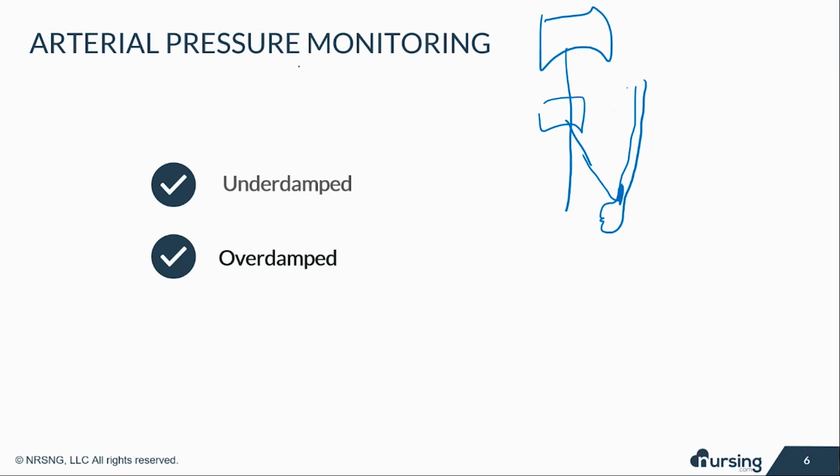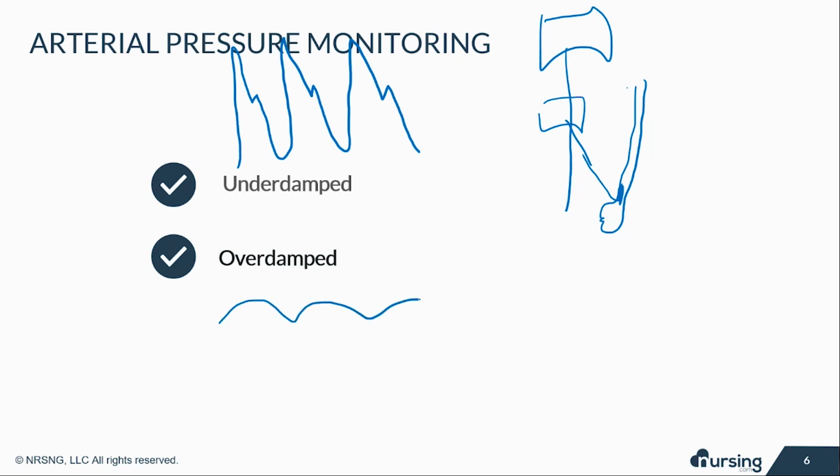If I was underdamped, my waveforms would look something like this. And so my blood pressure would be a lot higher. And it could just be that there's air in the tubing, or the longer tubing is loose. If I am overdamped, it looks something like this. And there's not a dicrotic notch. That's one of the easiest ways to tell. There's not a dicrotic notch. Blood pressures are falsely lowered, whereas with this one, they are falsely elevated.